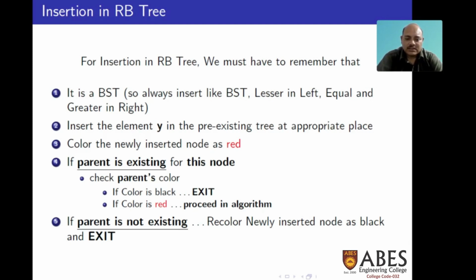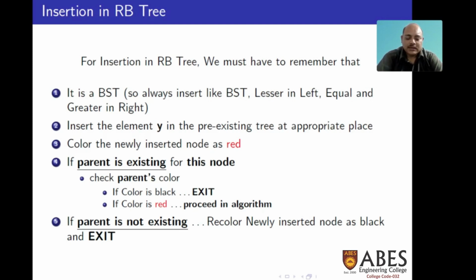First of all, let me discuss the first. If the parent exists, its color may be either red or black. If the color is black, we will exit because there is no red conflict. Fine. So we will exit. If the parent exists and its color is red, the red parent has a red child. Earlier the parent was there with red color, and we just inserted a new node of red color, so there is a red conflict. So we have to fix this particular conflict, and we will proceed in the algorithm.